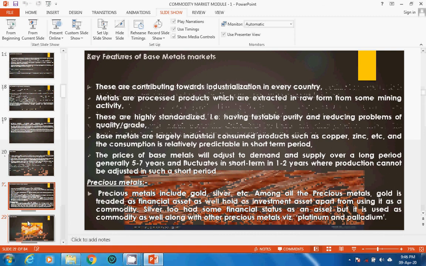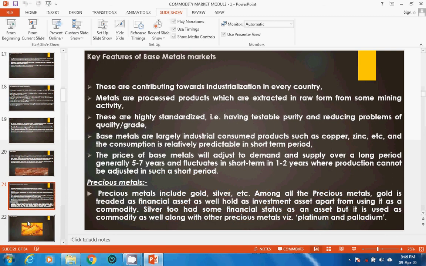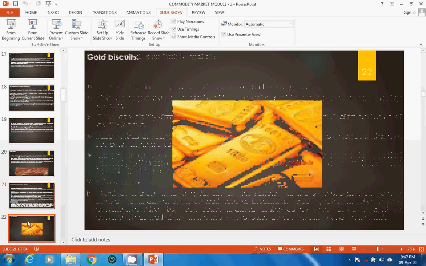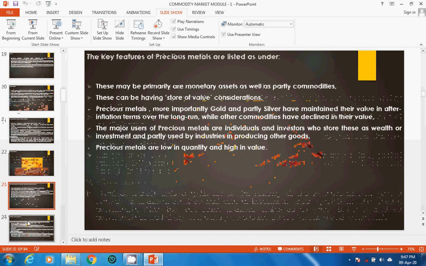So another important classification, precious metals. Precious metals include gold, silver, etc. Among all the precious metals, gold is traded as a financial asset. It is also traded as an investment asset apart from using it as a commodity. Silver too has some financial status as an asset, but it is used as a commodity as well, along with other precious metals like platinum and palladium. Gold biscuits are also traded in the commodity exchanges.